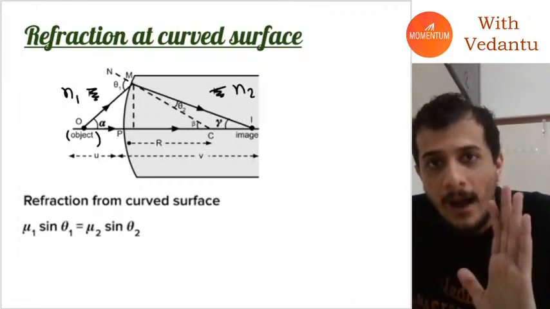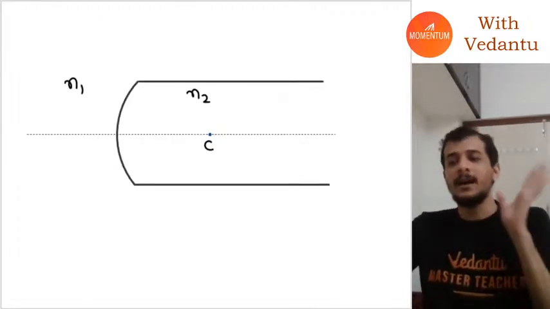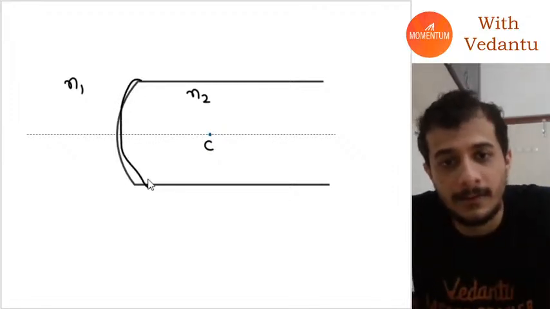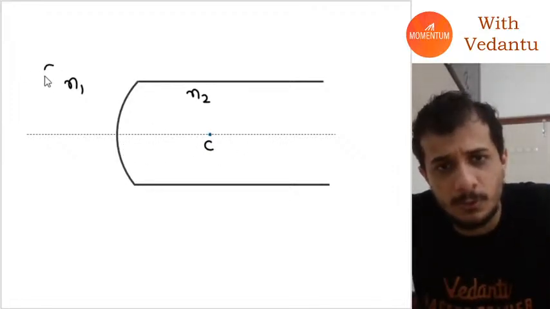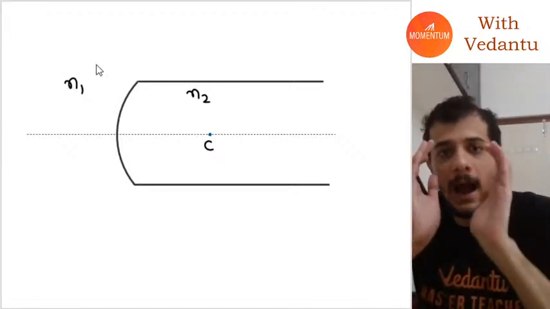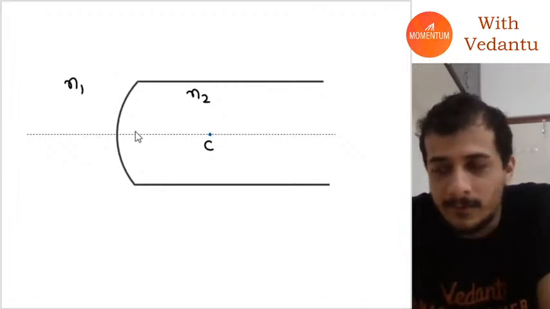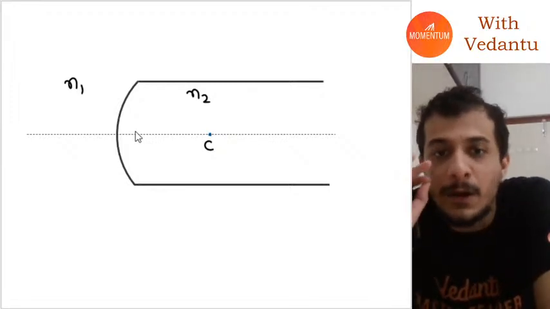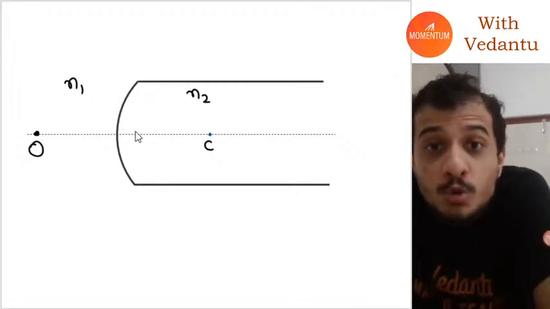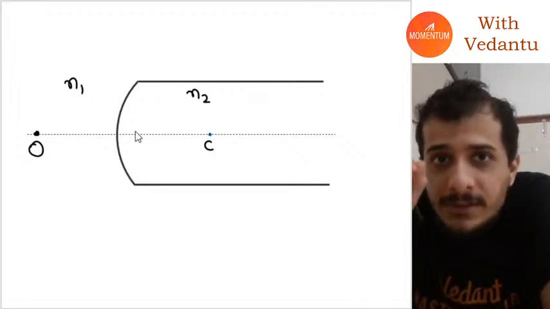So guys, how do we go about it? First of all, let's assume that I just have this picture: a curved spherical surface like this, with a center of curvature and two mediums, n1 and n2. Now let's say I put an object on this line. By the way, this line is called the principal axis. Just for simplicity, let's keep an object on the principal axis like this, and I want to know where the image of this object will be.